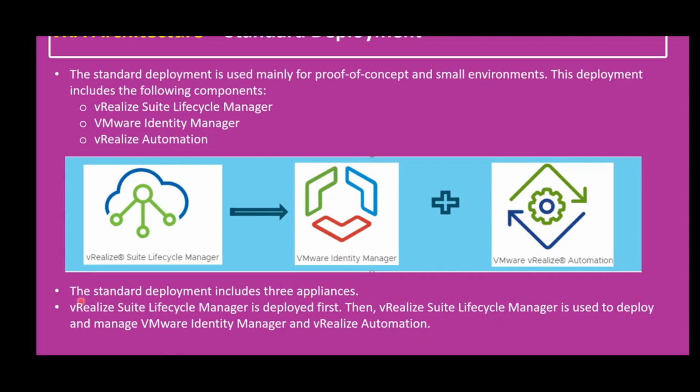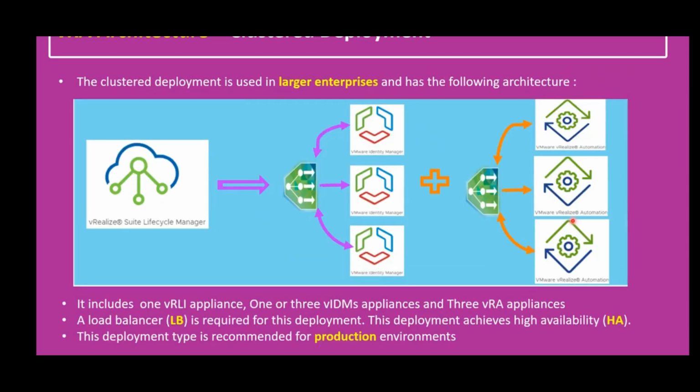Okay. The standard deployment includes mainly three appliances: vRealize Suite Lifecycle Manager is deployed first, and then it deploys the VRA identity manager and automation. Okay, this is the standard deployment. We have only three appliances. Next, the next architecture is the clustered architecture.